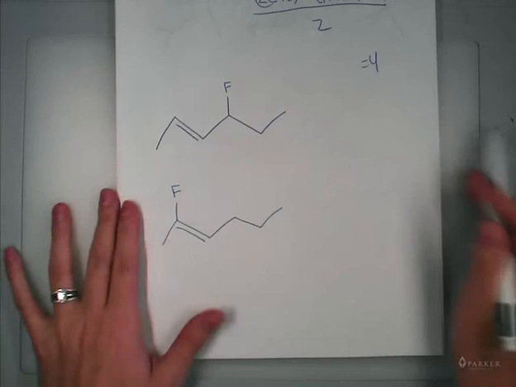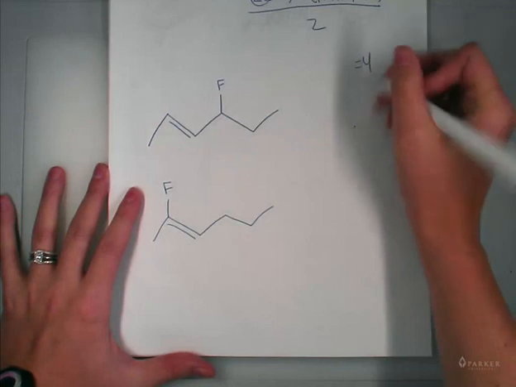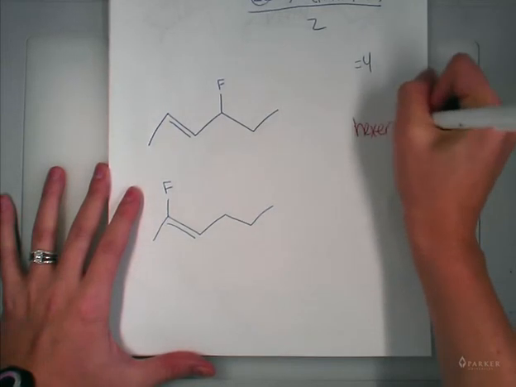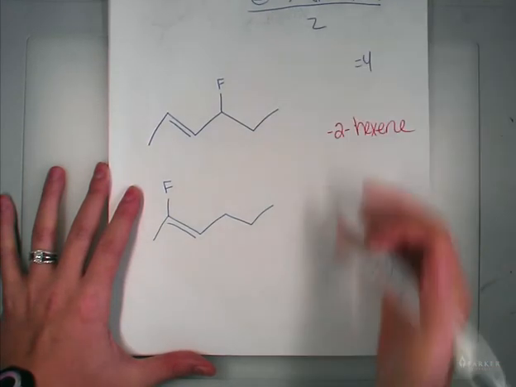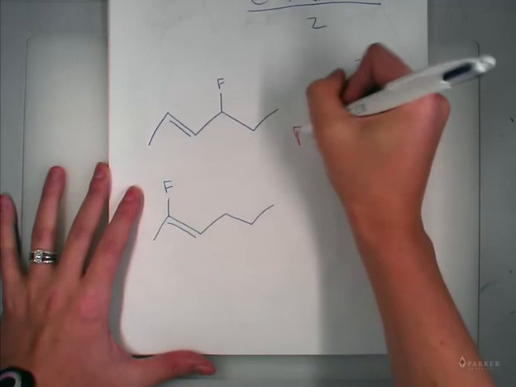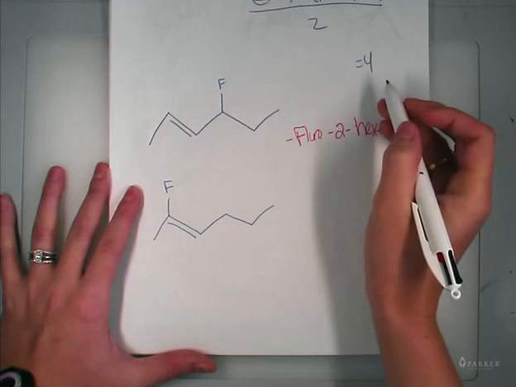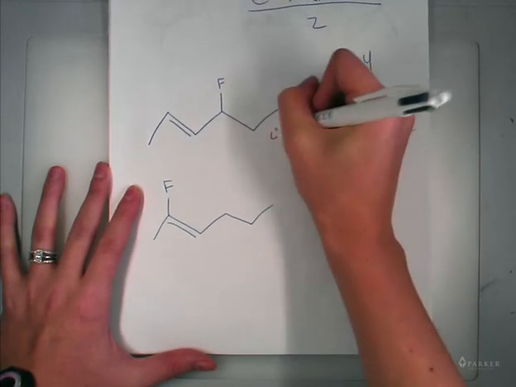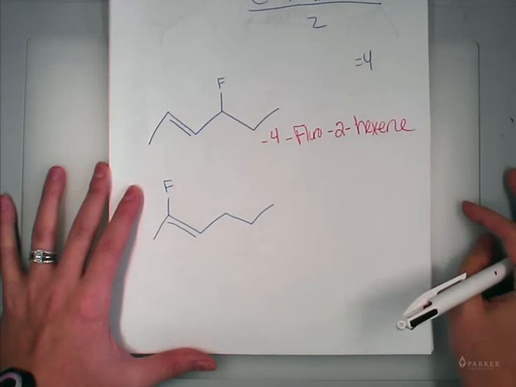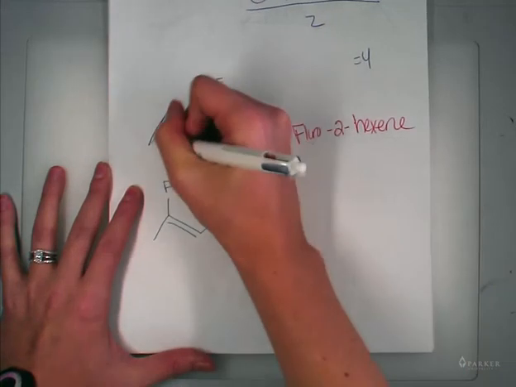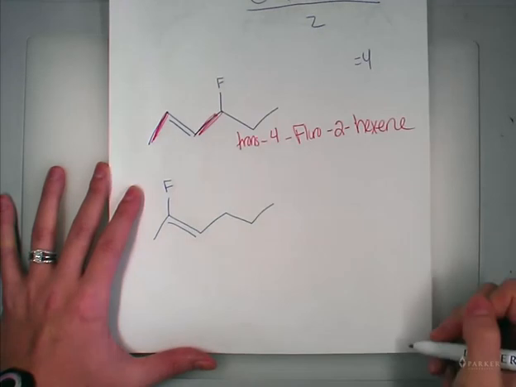So how many carbons in the longest chain here? 6. And what do we name that? Hexene. Where is the double bond? 2. And fluoro. And where is it located? 4. Can we say cis, trans, E, or Z? Yes. Trans, can you see that's going down? That's going up. Trans. Or you could have put E.